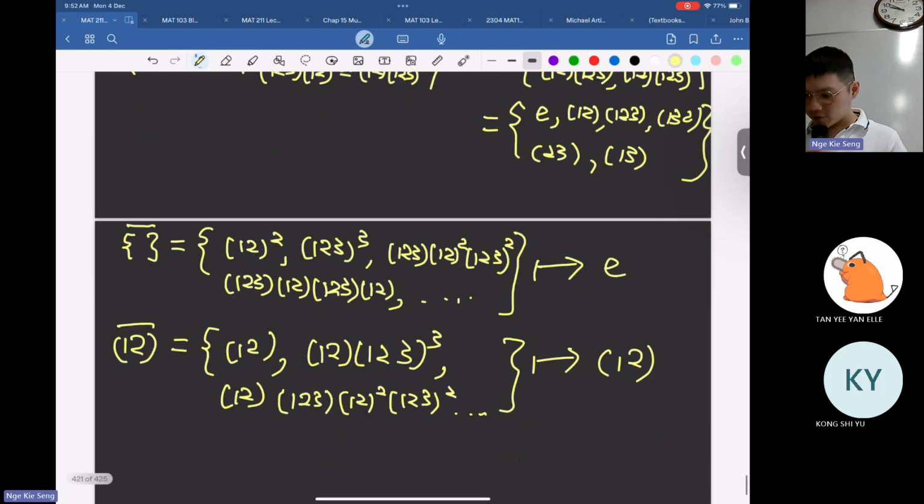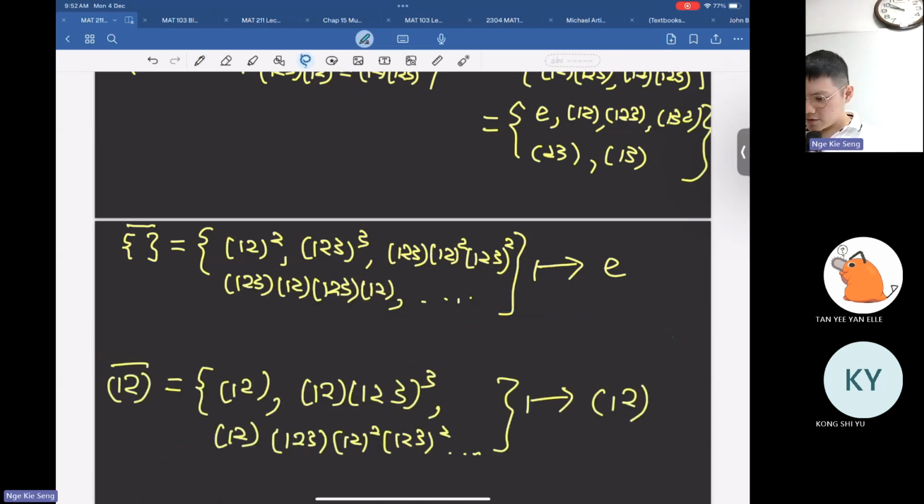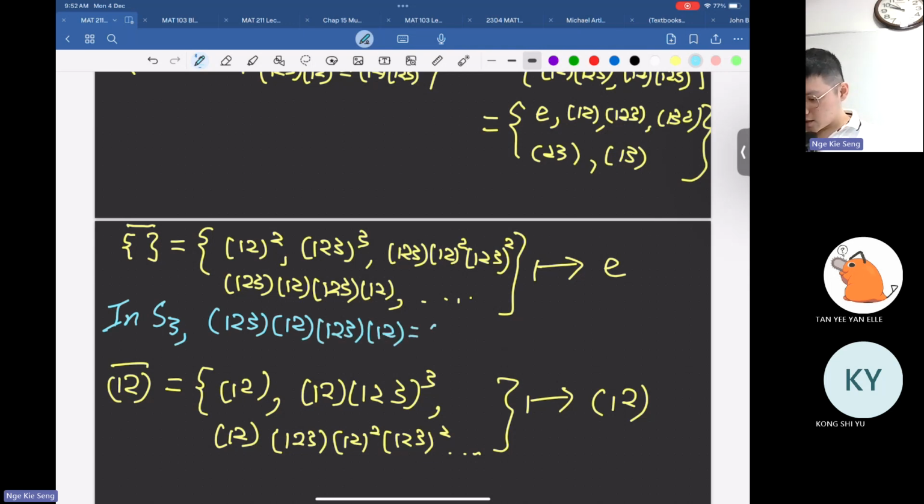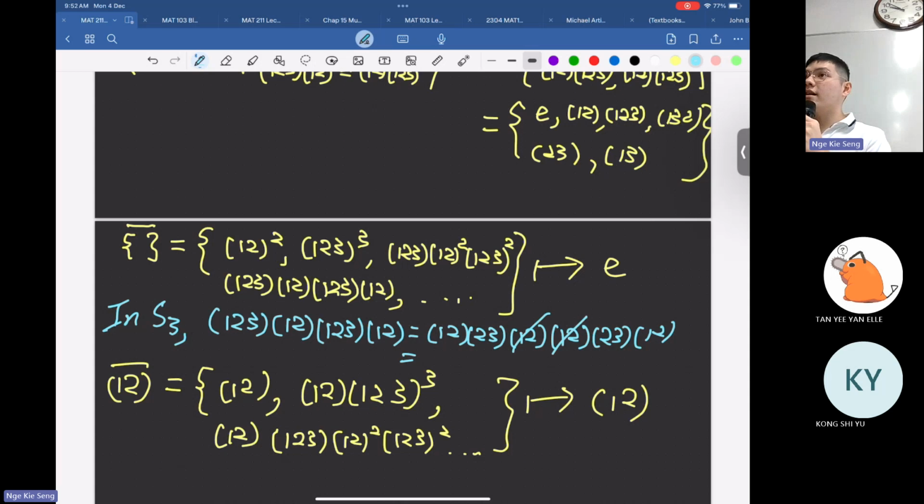Okay, so let's do this computation. Let's say we stay in S3 now. What happens in S3? (1 2)(3)(1 2)(1 2)(3)(1 2). What is this? This is (1 2)(2 3)(1 2)(1 2)(2 3)(1 2). Does everyone agree with this? Okay. So what is this computation here? The middle two cancel. And then (2 3) cancels again, (1 2) cancels again. You get identity.